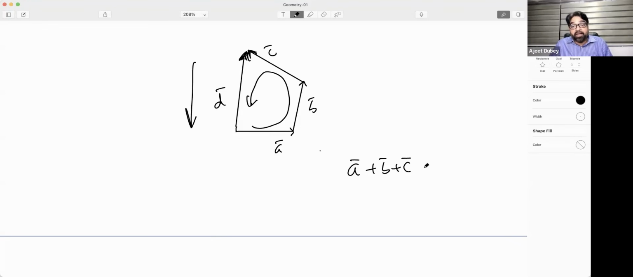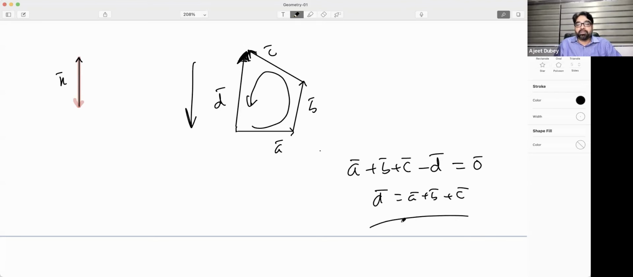This is the minus D vector. Wait, this is the D vector, no? They already gave the D vector. But if I say this is your X vector, tell me what is this vector? It is exactly the same length but opposite. How do you write it? Minus X vector. So A plus B plus C minus D vector equals 0. It means D vector equals A plus B plus C. Finish.